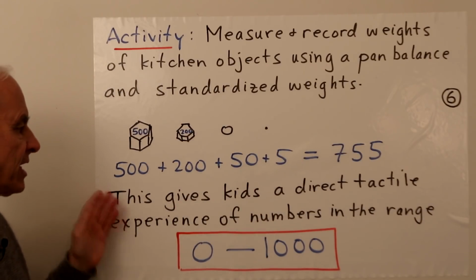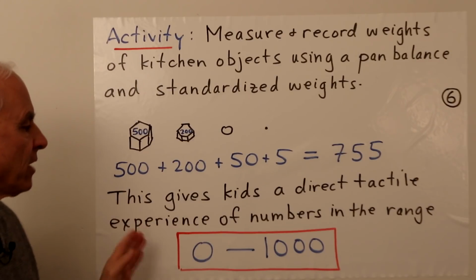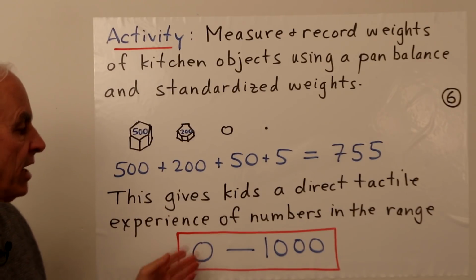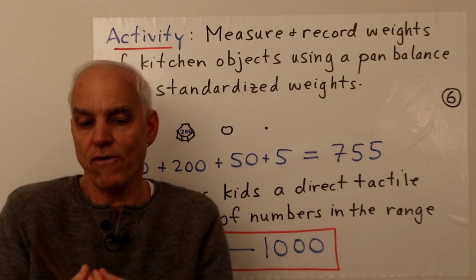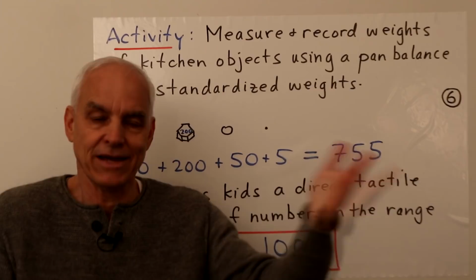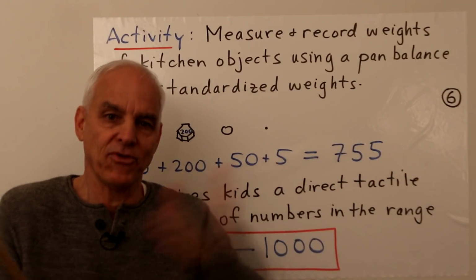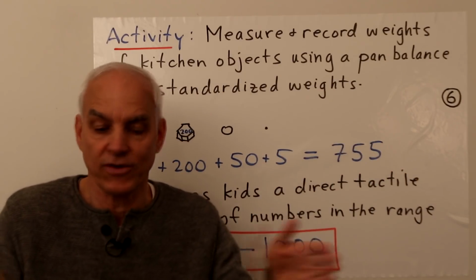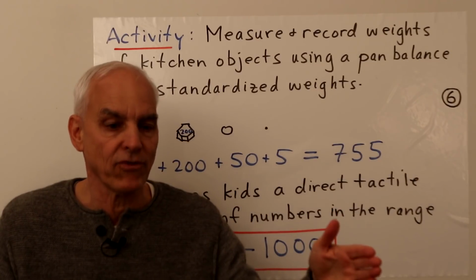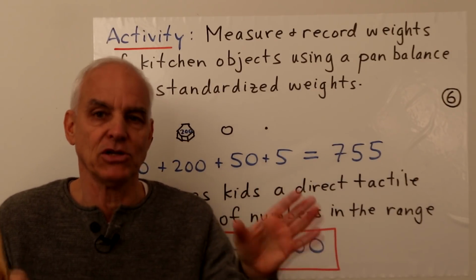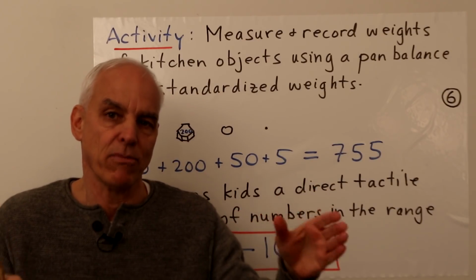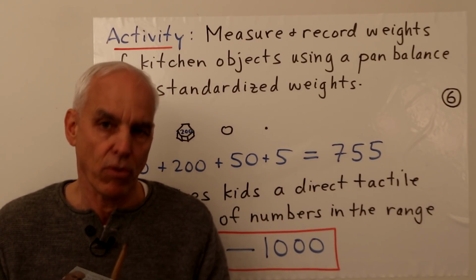Great. So this gives kids a direct tactile experience of numbers in the range 0 to 1,000, because that's where we go from 0 to a kilogram. In the gram scale, we're going from 0 to 1,000. So it's quite a wide range of numbers, and we're getting experience with the relative magnitudes and the arithmetic of numbers in this range. That's very important.